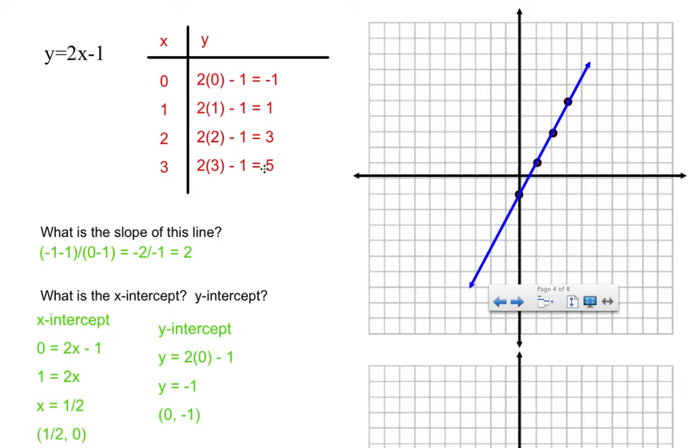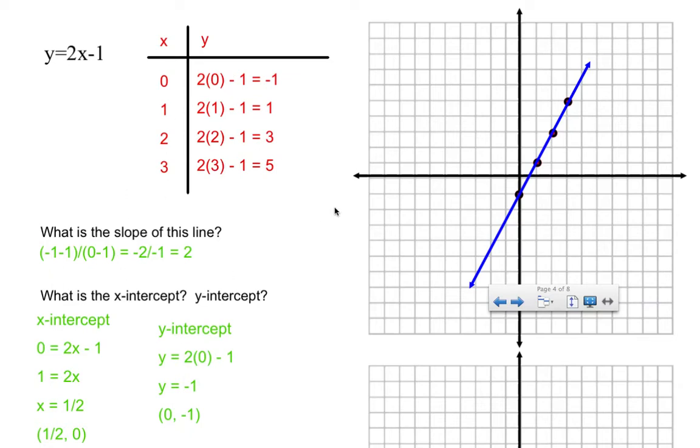And now you have a list of points. I have the point 0, -1, and I plotted that right here. I have the point 1, 1, plotted that here, the point 2, 3, and the point 3, 5. So I plotted all those points and then connected them. Make sure to put arrows on the end to show that this line goes on forever. Because remember, we could fill this table of values. We didn't even go into the negatives or fractions or anything like that.